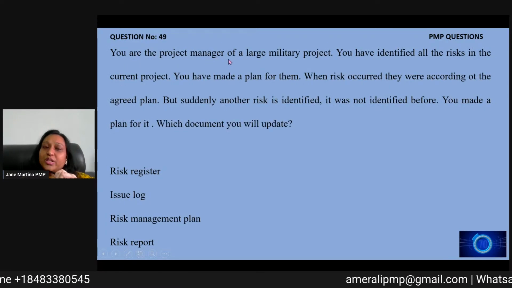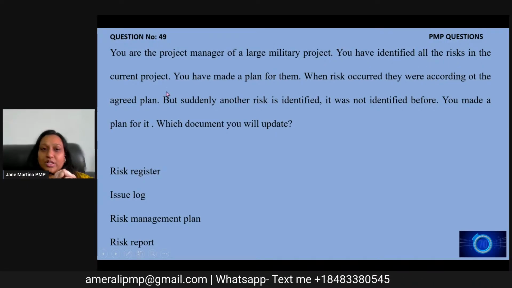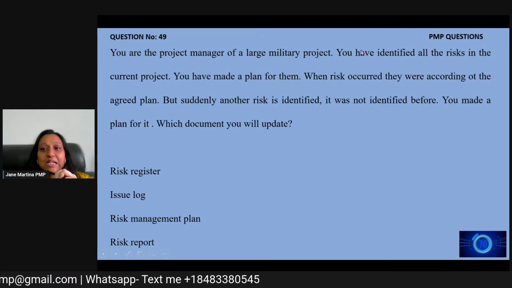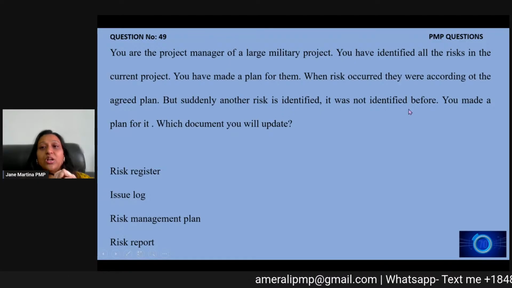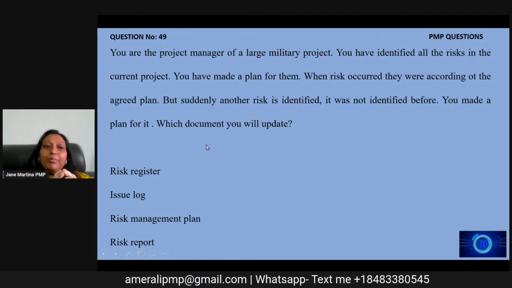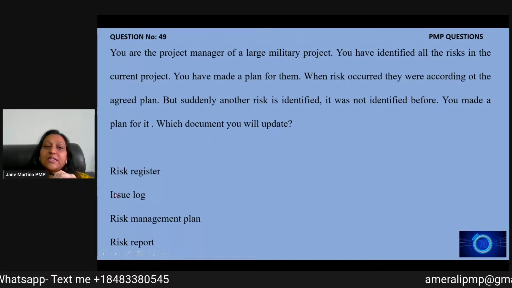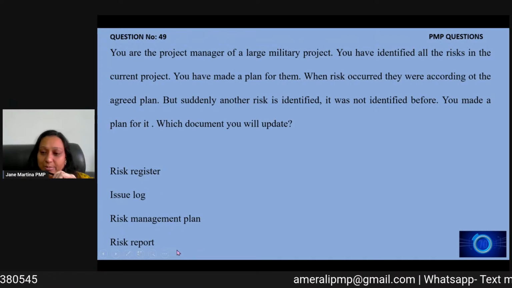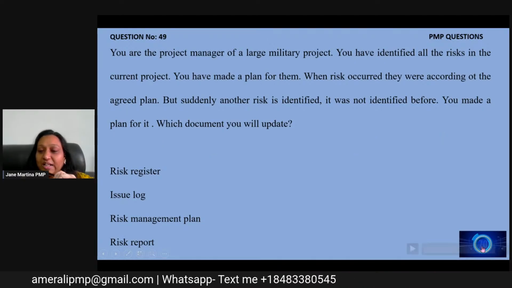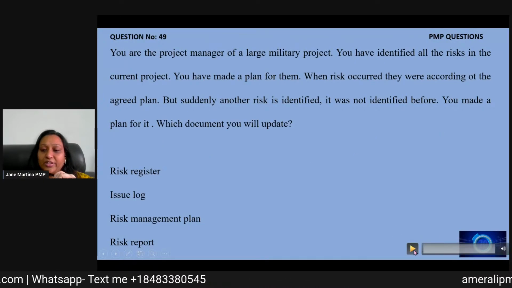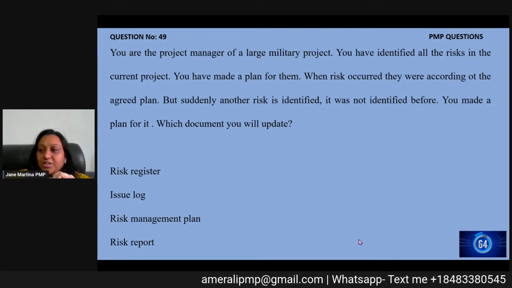Same scenario. You are a project manager of a large military project. You have identified all the risks in the current project and made a plan for them. When risks occurred, they were handled according to the agreed plans. But suddenly another risk is identified that was not identified before. You made a plan for it. Which document will you update? Risk register, issue log, risk management plan, risk report. So it is the same question, but a keyword is added here, which makes the option different. Let's see if you are able to identify it; just put it in the comment section.